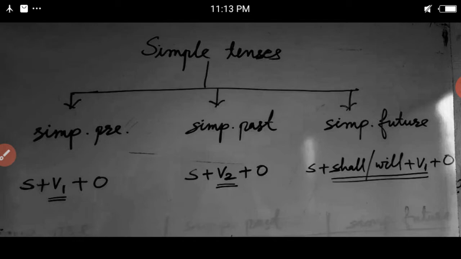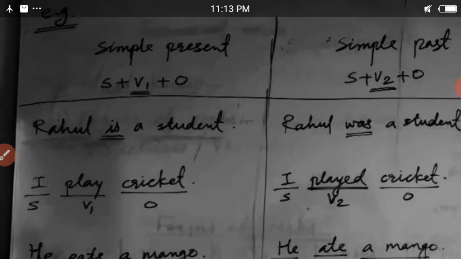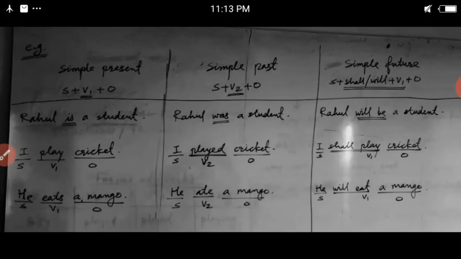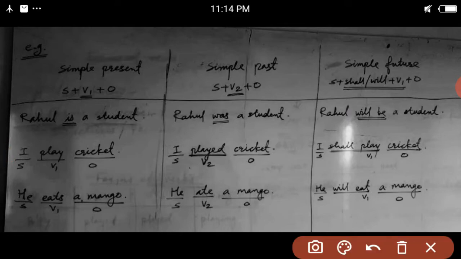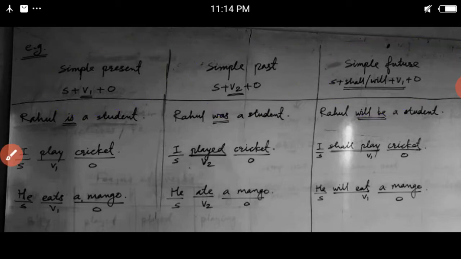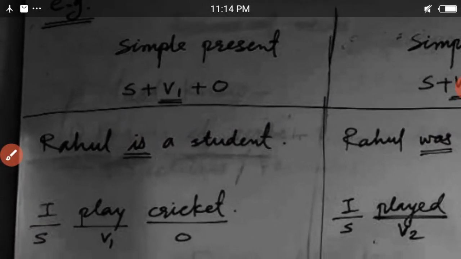How it works, let us learn with the help of some examples and let us see how the sentence of simple present changes into simple past and simple future. So here I have drawn three columns. First column is of simple present tense. Below I have mentioned the formula or the structure. Next is simple past and the last one is of simple future tense. Let us see the examples. Here is the first example.